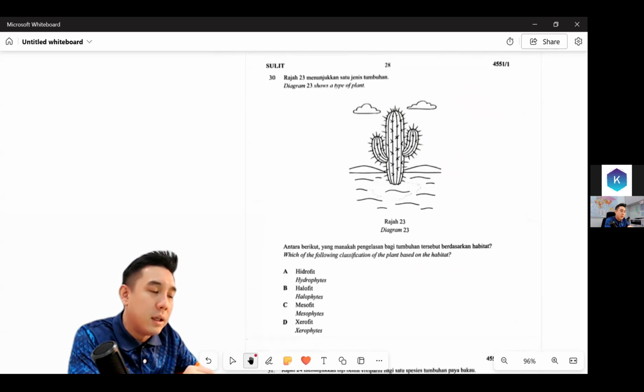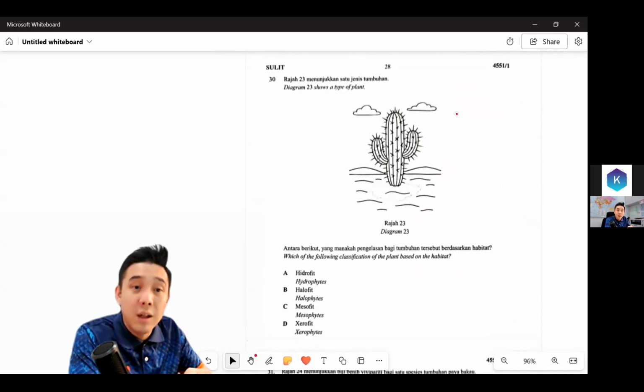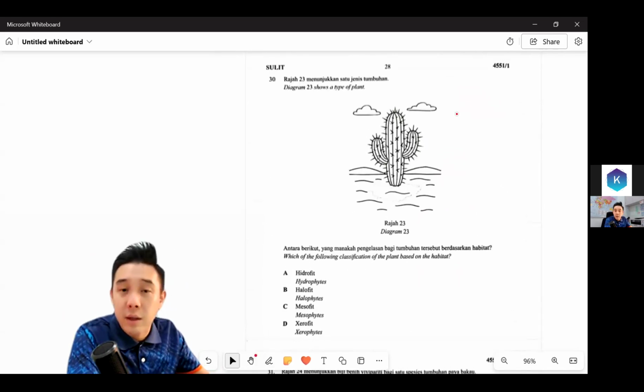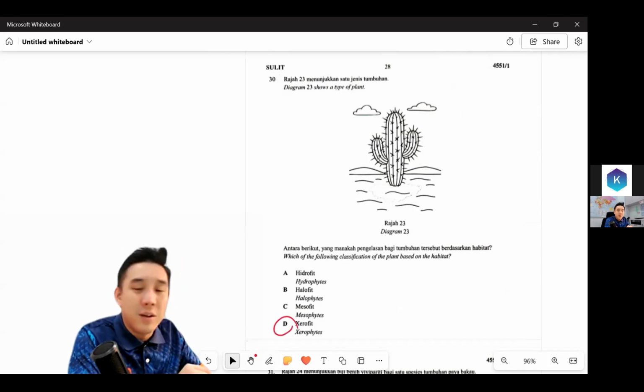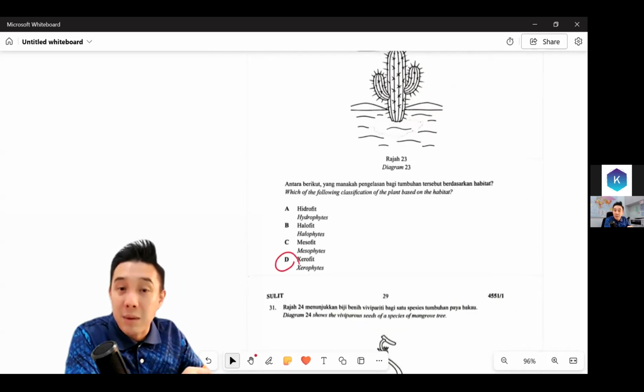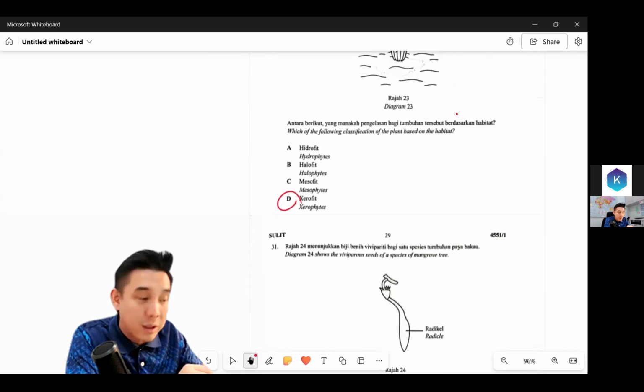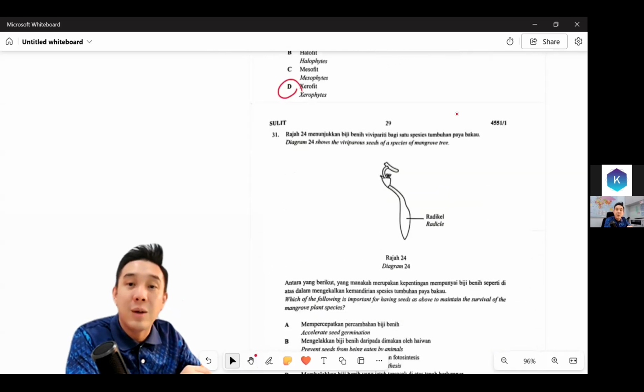Question 30 is a xerophyte, because it is a cactus. I answered the question already. Because it lives in places with inadequate water, kekurangan air.